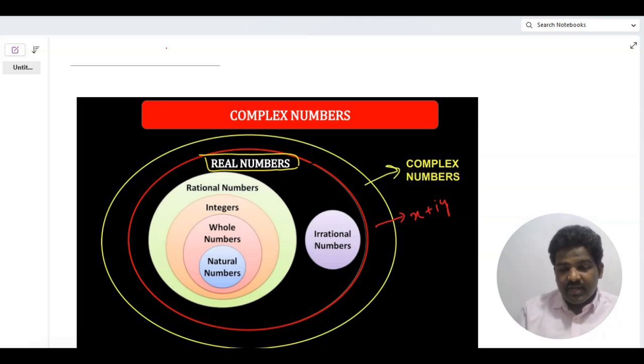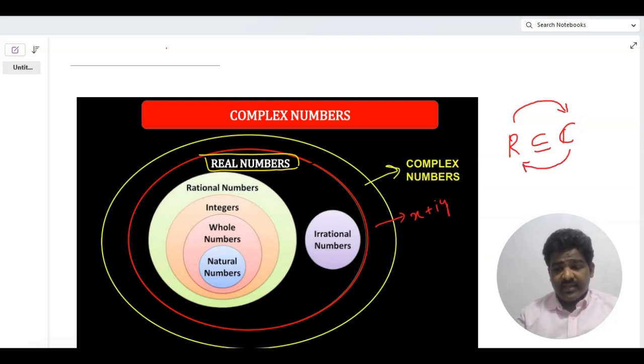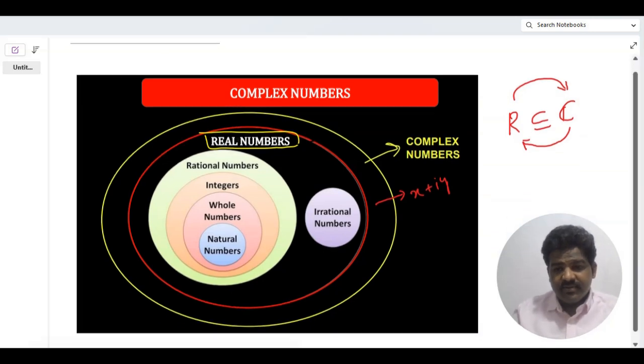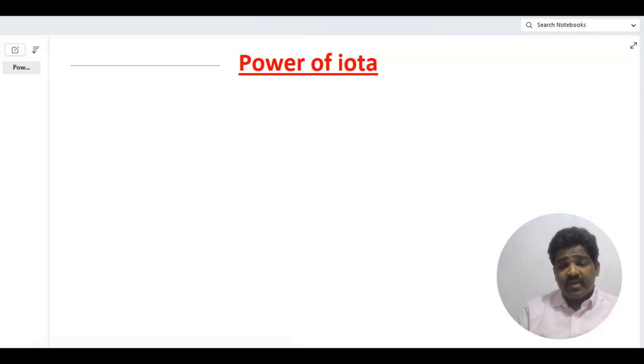Complex numbers also added, x plus iy. You can say all the real numbers are a subset of complex numbers. Here all the real numbers can be complex numbers, but every complex number need not be a real number. This is an important note.